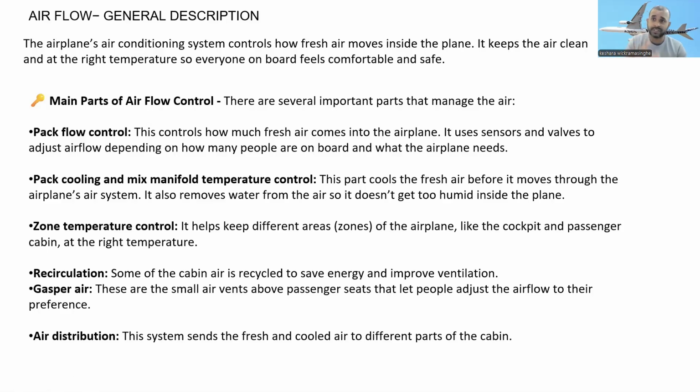The first one is pack flow control. This controls how much fresh air comes into the airplane. It uses sensors and valves to adjust airflow depending on how many people are on board and what the airplane needs. Now let's go to the pack cooling and mix manifold control, temperature control.